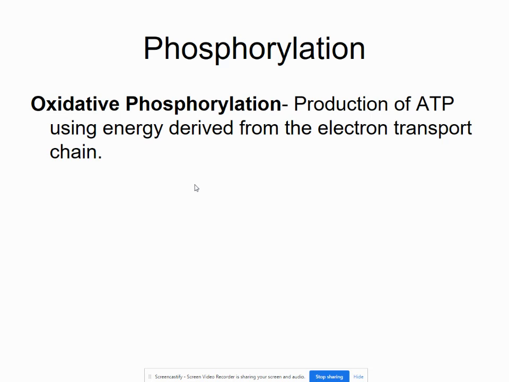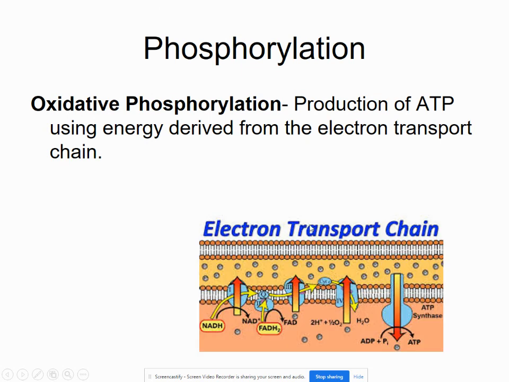Okay, so here is our oxidative phosphorylation. We're not going to get to this till the end of cellular respiration, but it's the production of ATP using energy derived from the electron transport chain. So instead of using a kinase now, we're going to actually use the energy of a proton gradient to turn an enzyme called ATP synthase, and this is a very special type of phosphorylation called oxidative phosphorylation.